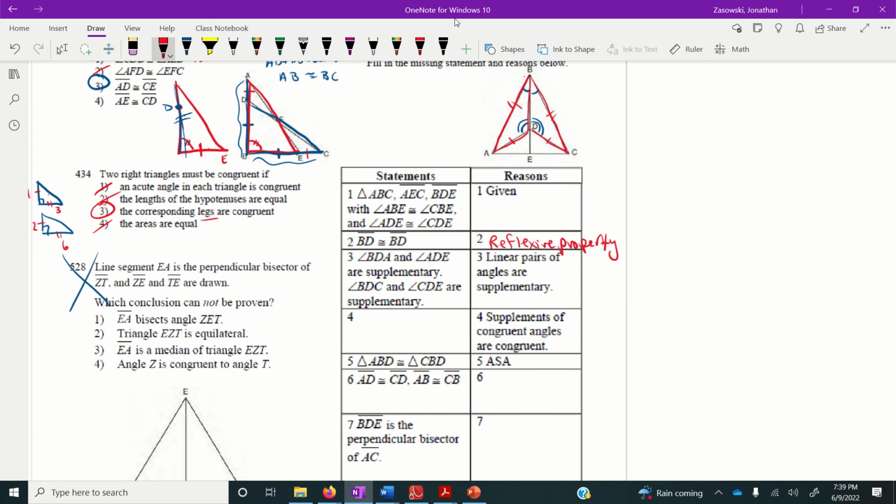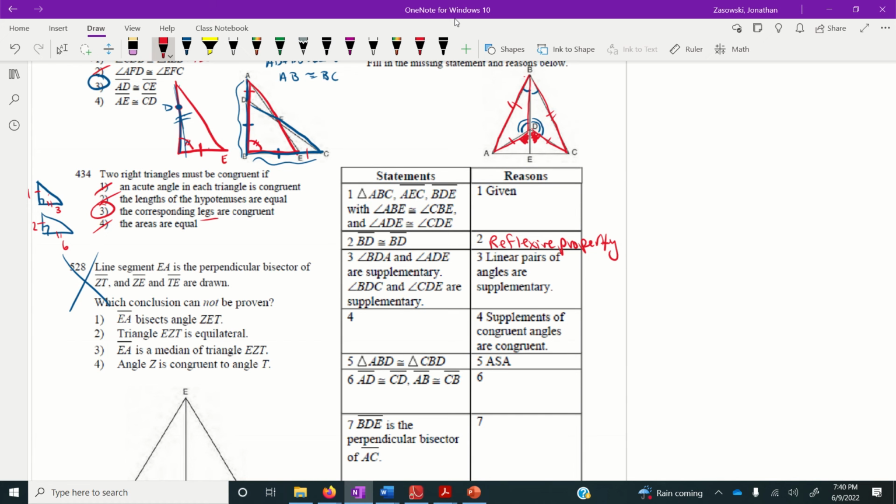Number two, if these angles are supplementary, meaning like BDA and ADE, the ADE is the angle that's right down here. These angles are supplementary to each other. Would it make sense that these two angles have to be congruent? And the answer is yes.